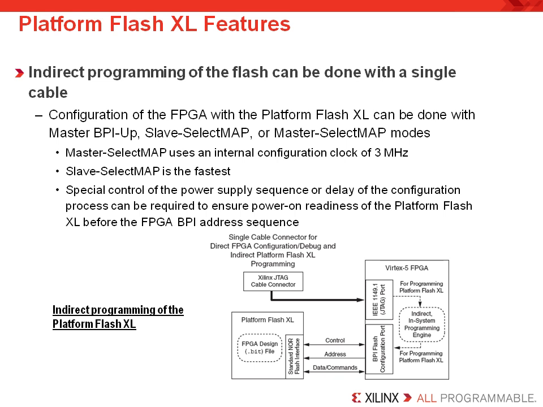The Platform Flash XL also supports indirect programming of the flash with a single cable. In this diagram, we see the JTAG connector being fed the data for programming the Flash XL. This data is then passed through the FPGA, through the BPI flash configuration port, and finally used to program the Flash XL device. Note that special control of the power supply sequence or delay of the configuration process can be required to ensure power-on readiness of the XL before the BPI address sequencing. Configuration of the FPGA with the Platform Flash XL can also be completed with Master BPI Up, Slave SelectMAP, or Master SelectMAP configuration modes.